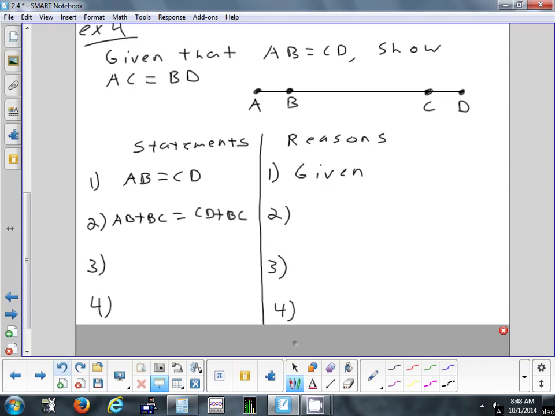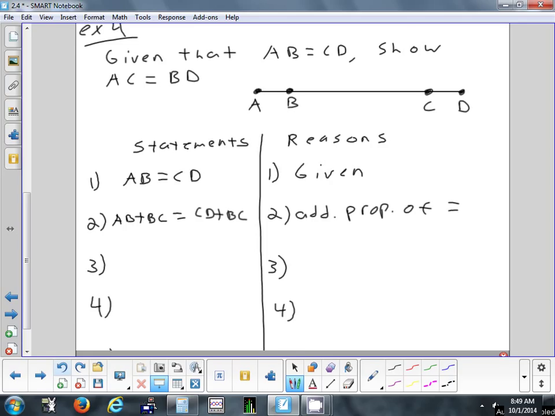plus BC. Why can I do that? What property did I really just use? Yeah, the addition property of equality. I just added the same thing to both sides. So that's fine. At this point, we don't know if that helps us prove what we want to prove, but it's fine to try it. So it's the addition property of equality. Any question on that?